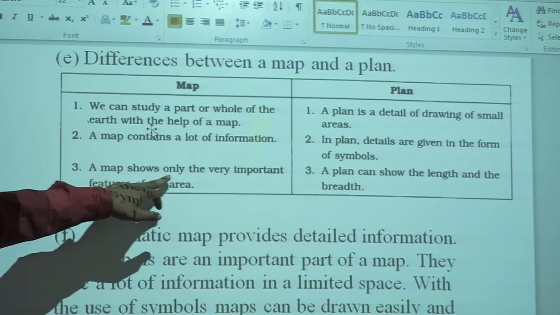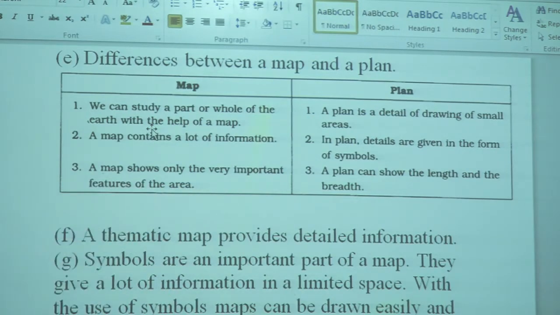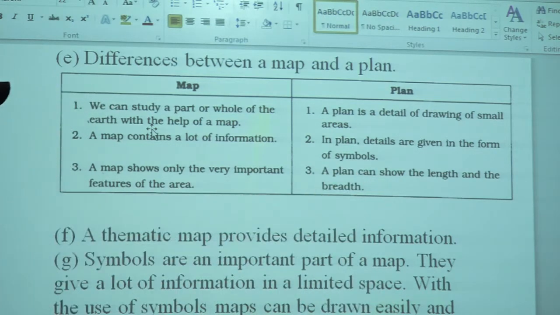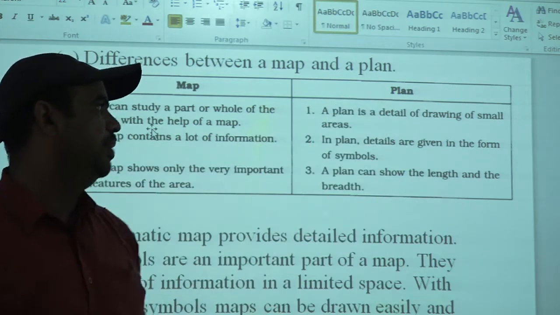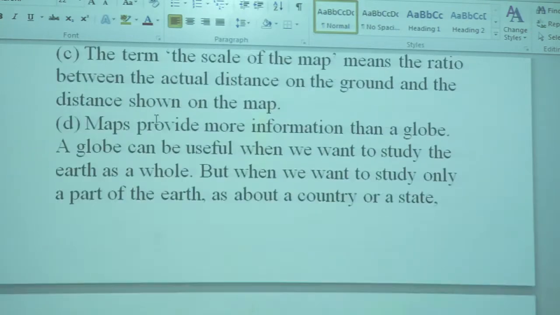Next, a map shows only very important features of the area. A plan can show the length and the width. Length, height and breadth of the area or of a particular space is mentioned in the plan. So this is the difference between a map and a plan.